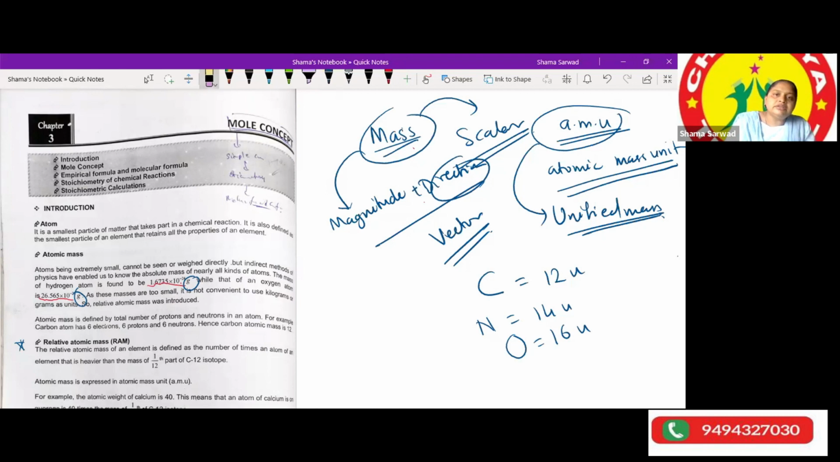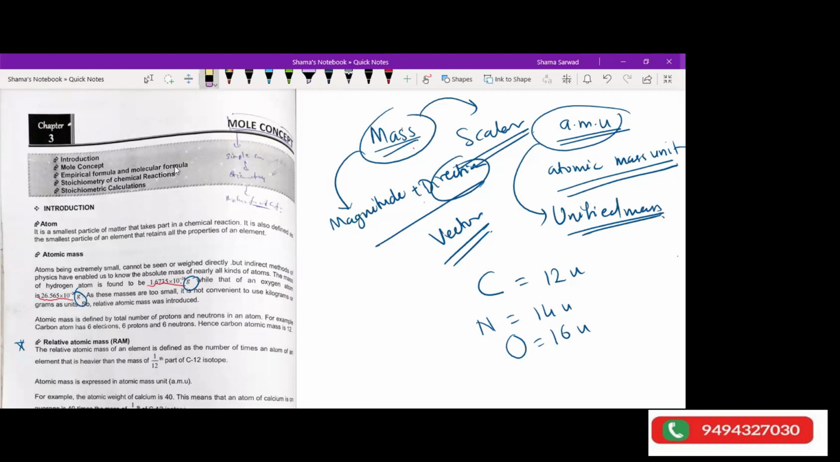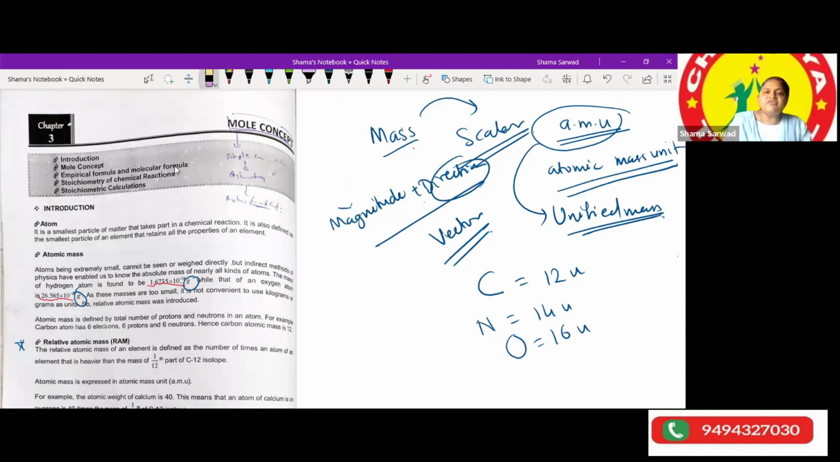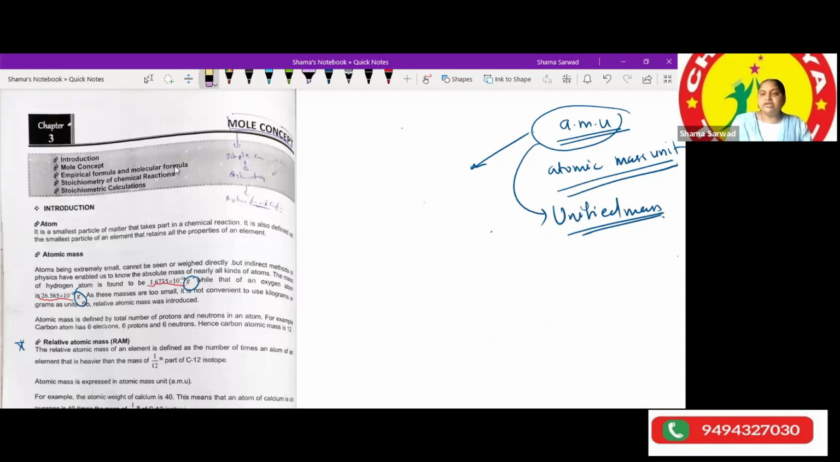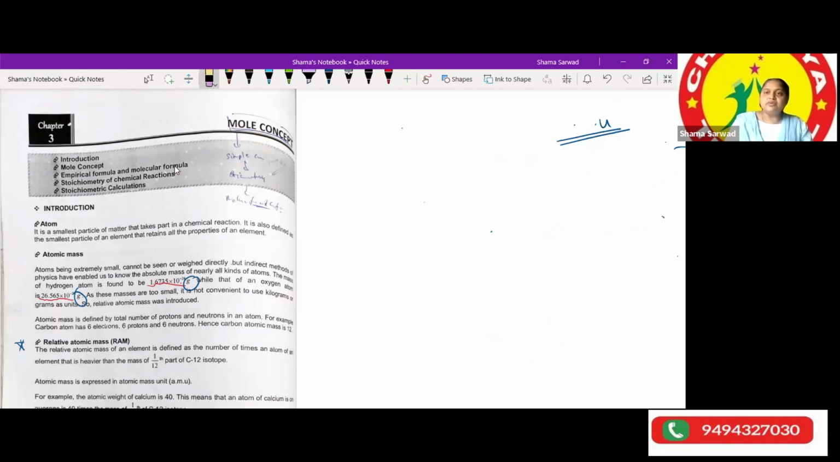Understood? Now, what we are going to see further in this chapter is the relative atomic mass and how to find it. A very simple example you have learned in your grade 9. I'll just recapitulate it. I don't know whether your teacher has explained it to you or not, but I would like to explain that simple example, which will help you very well.